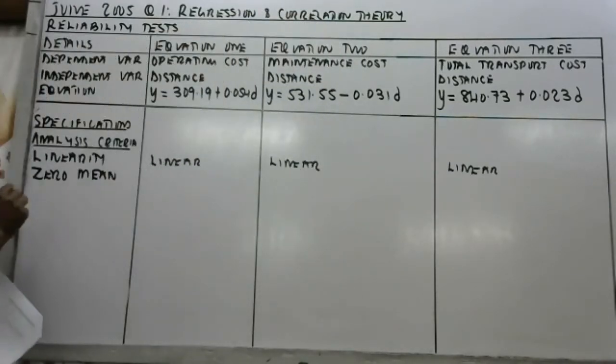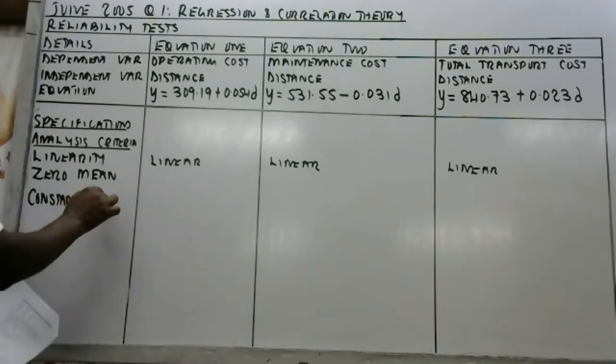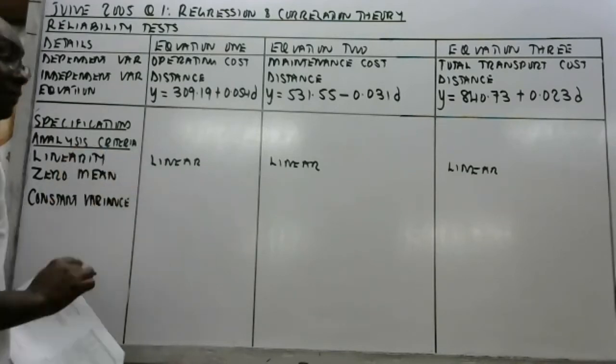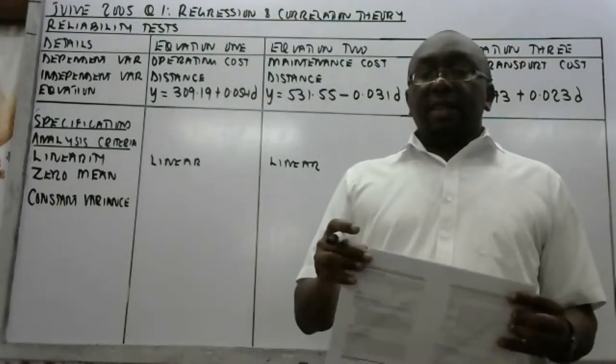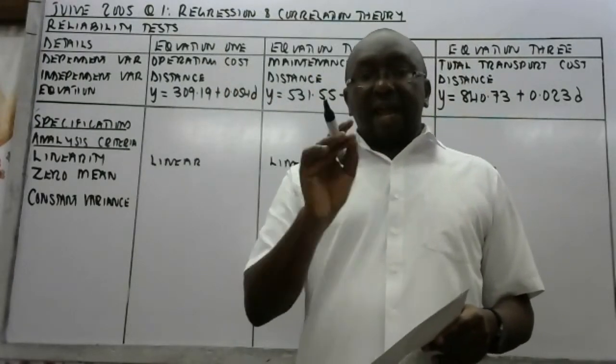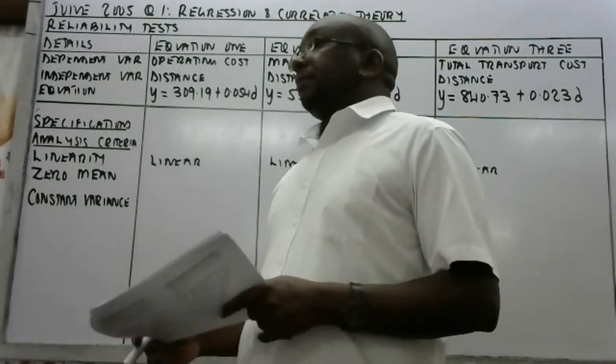The third assumption is what we call constant variance. For the constant variance, again, the question has not given us the errors, the column of the errors. So we will not be able to comment about it.